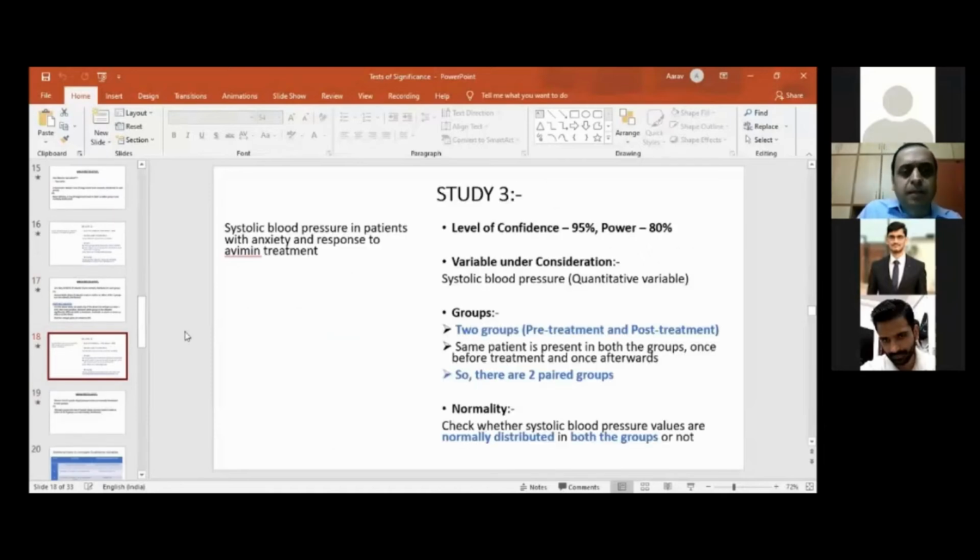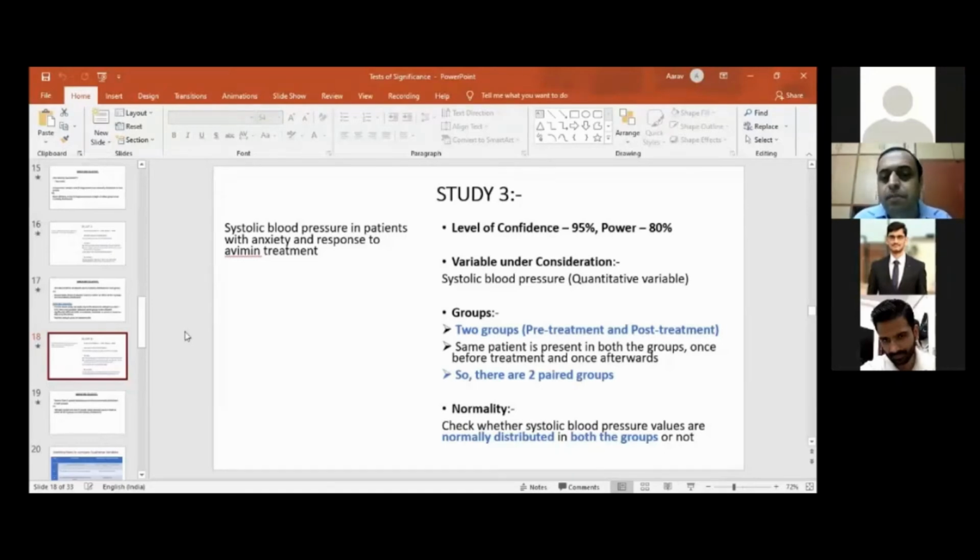I will discuss the third example, systolic blood pressure in patients with anxiety and response to abdomen treatment. So now just concentrate here on one thing. It is systolic blood pressure, which is a quantitative variable again. Now here, look at the two groups, pre-treatment and post-treatment. The researcher decides he will measure the blood pressure at baseline, and then he will give a drug to anxiety patients, abdomen, and after around 20 days, he will again check the blood pressure. So the same patient who was seen on day 1 will be called on day 20 to check the blood pressure after he has taken the drug.